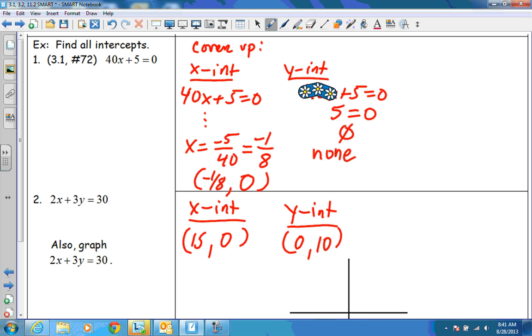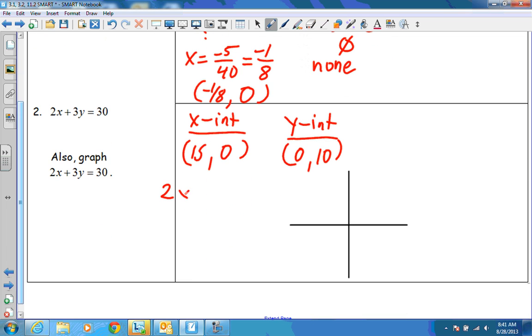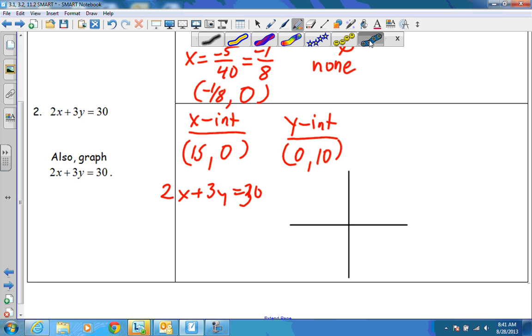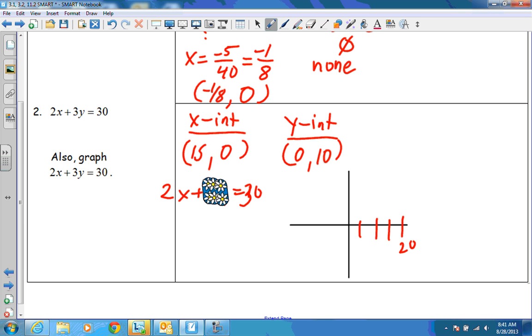Okay, for the x-intercept. So I'm going to start with 2x plus 3y equals 30. If I want to find the x-intercept, I'm going to cover up my y. Now it says, go graph it. What do you want to make your tick marks go by? 5s, perfect. 5, 10, 15, 20. I kind of want a little extra just so we can see.